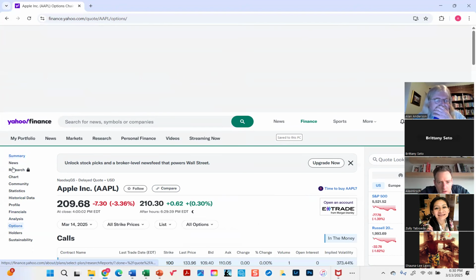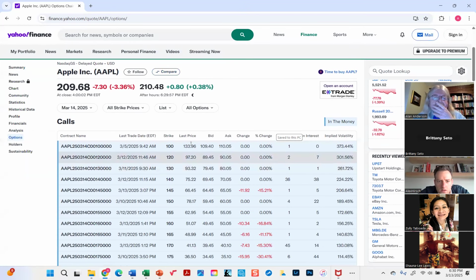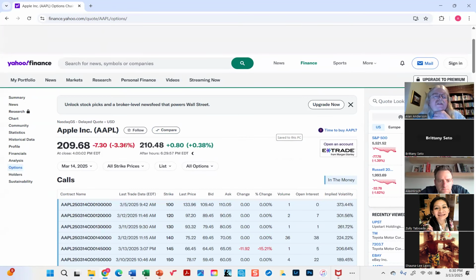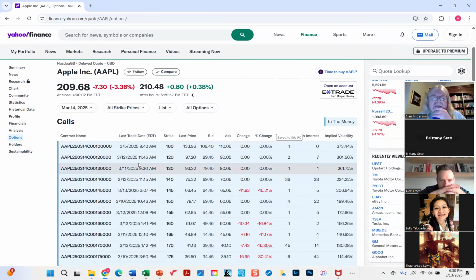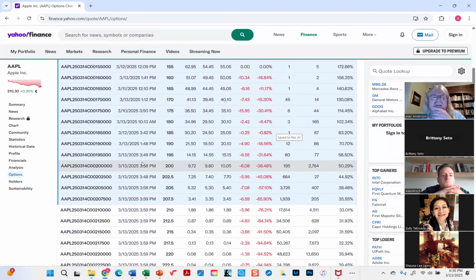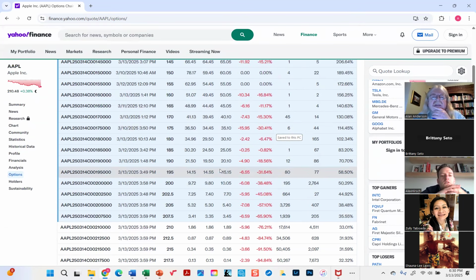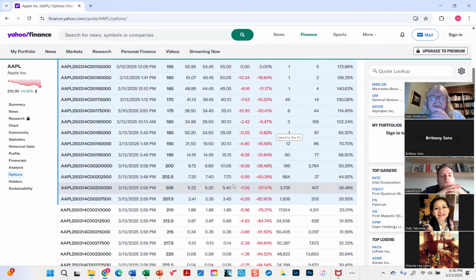But if you look at, let's say, the calls, the current price of Apple is $209.68. And so you can see, let's say I decide to buy one with a strike price of 200. That's going to cost me $10.05. Now, that means that if the price goes up by $10, I'm going to double my money, basically. All right, we'll see why that is the case in a bit when we start introducing payoffs.